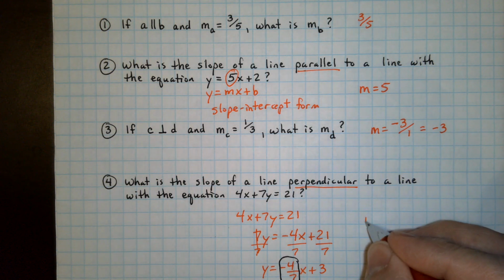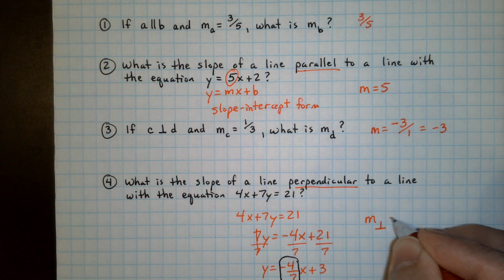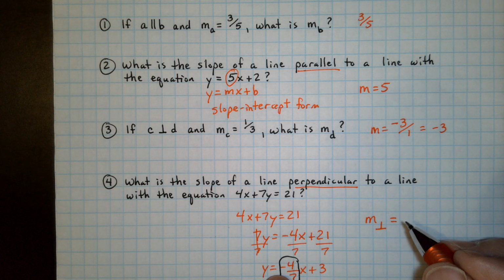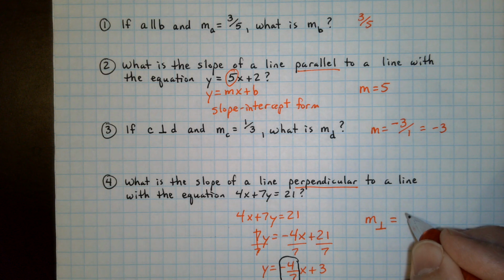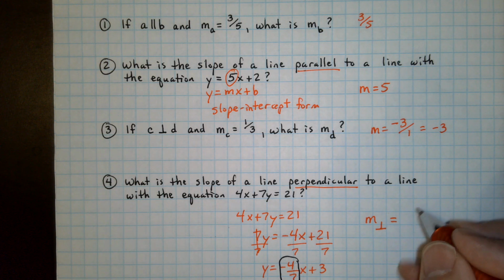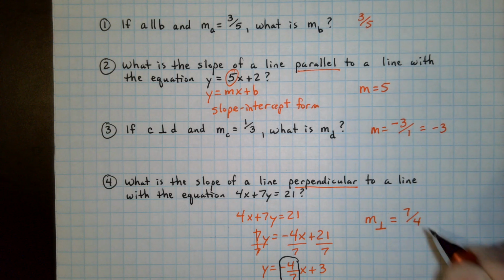So the slope of something perpendicular to that would have the opposite sign. Instead of negative, it would be positive, which I won't write. Instead of 4/7, it would be 7/4.